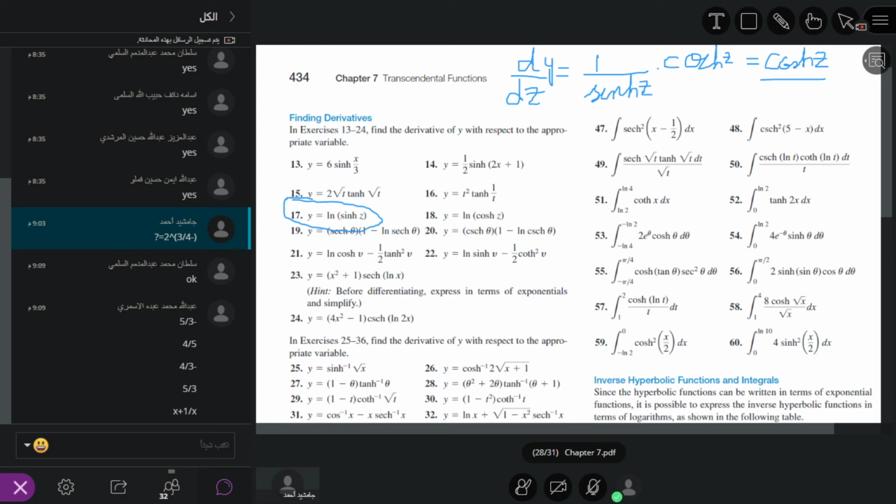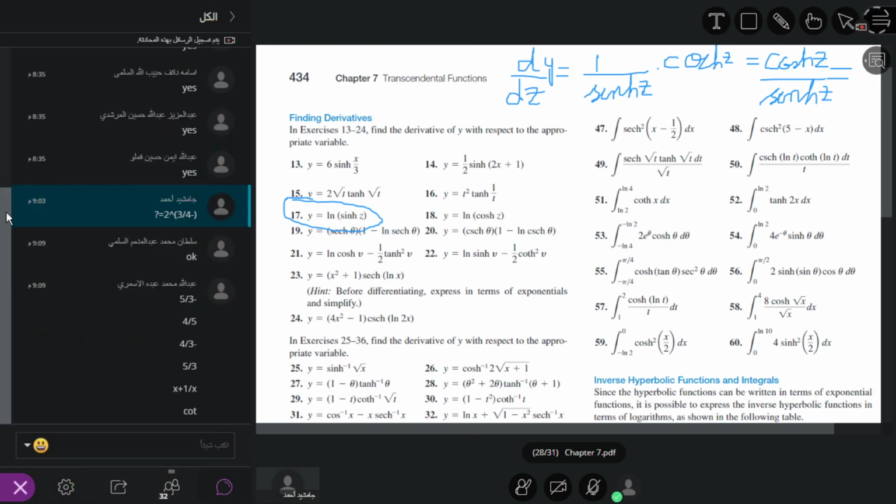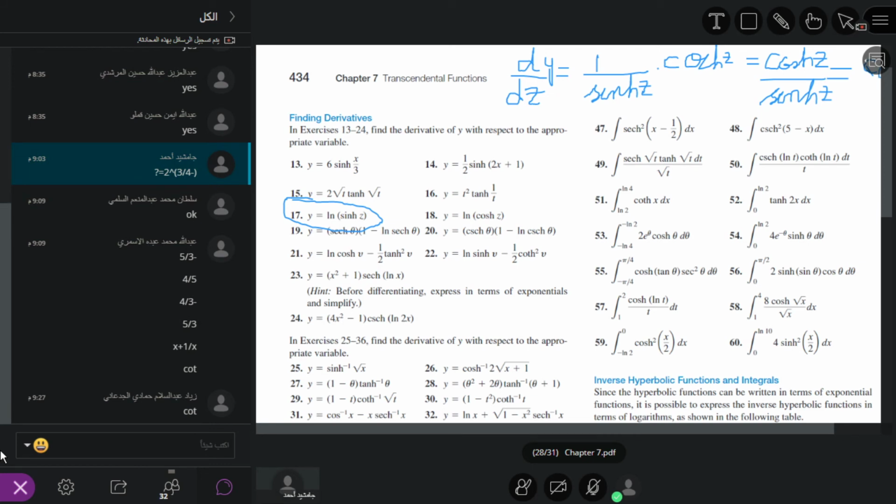It is equal to what? Students, cos hyperbolic z divided by sine hyperbolic z. Cos over sine, it is equal to what? Yes, it is equal to cot hyperbolic z. This is the answer.